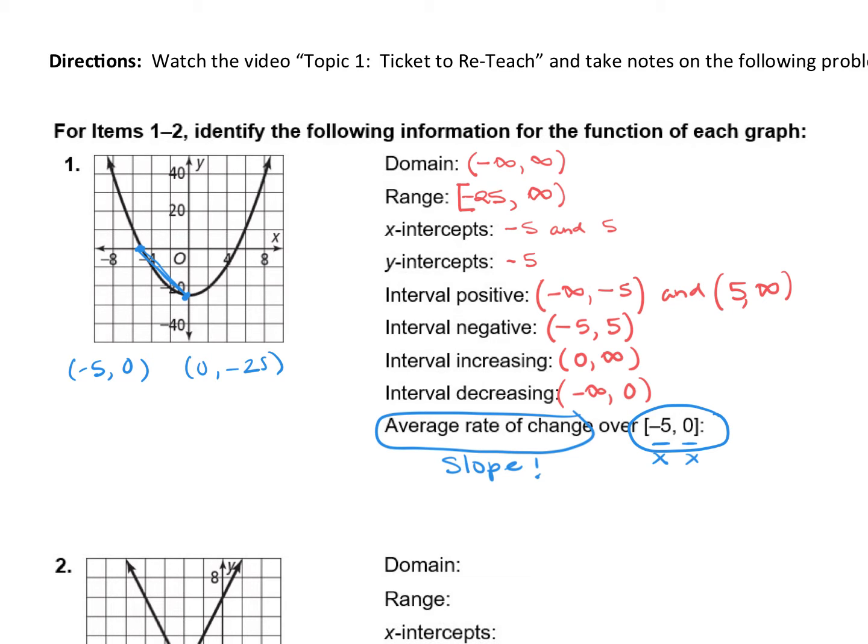And now we just find our slope. Slope formula is y2 minus y1 over x2 minus x1, so minus a -5 turns positive, and we get a -25 over 5, which reduces to an average rate of change of -5.